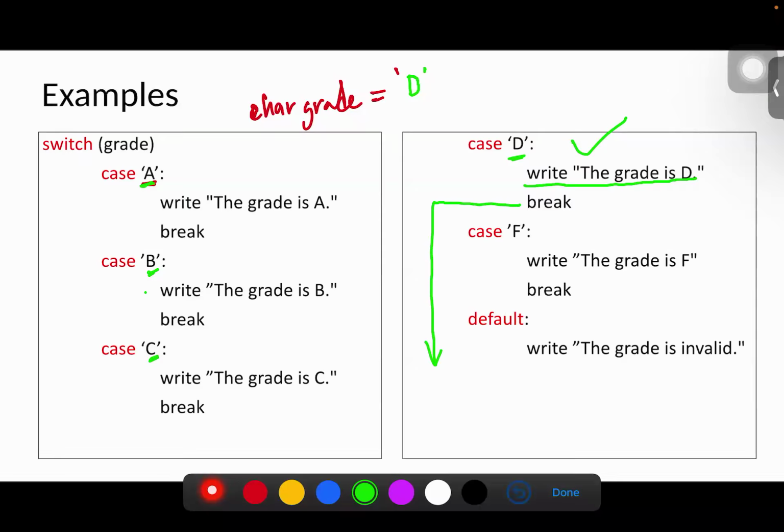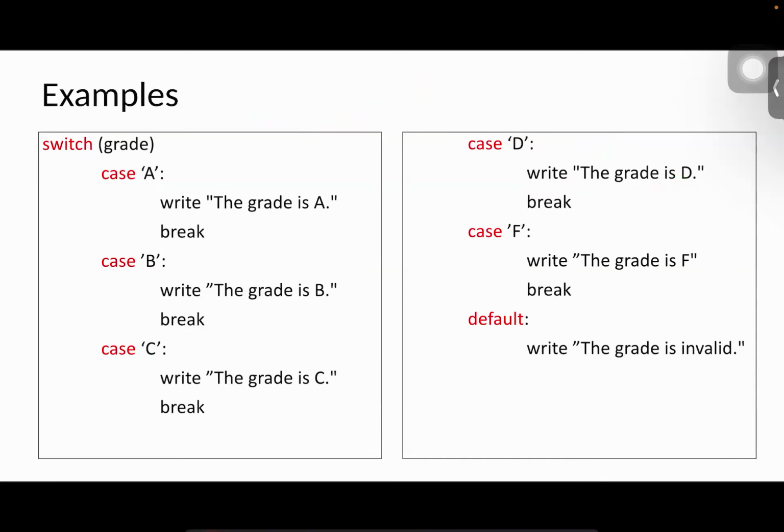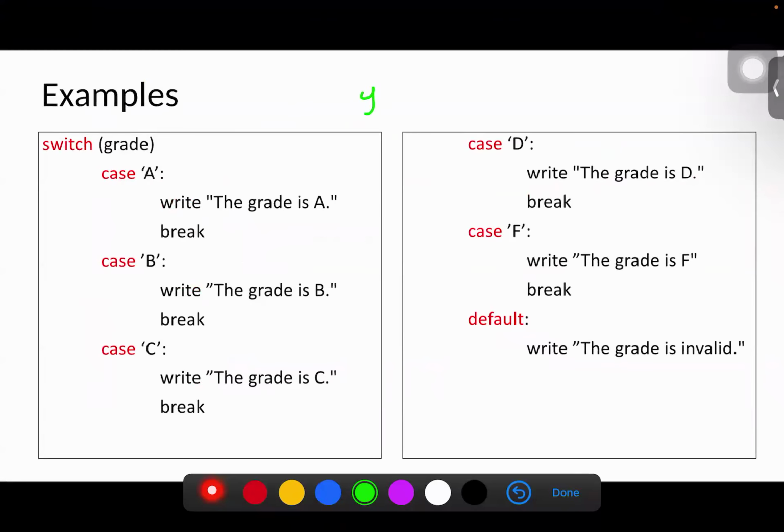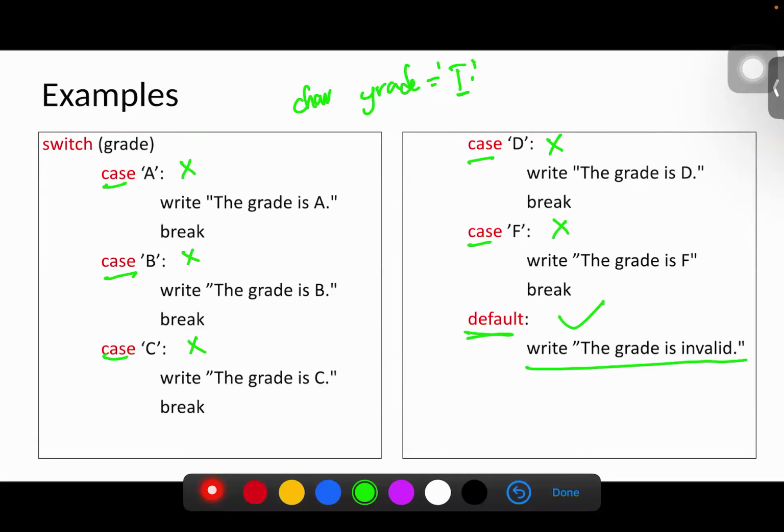Okay. So last example, last demonstration. Let's say grade is equal to T. Okay. And we know that T is not equal to A. It's not equal to B. It's not equal to C. It's not equal to D. And it's not equal to F. So because it's not equal to any of the case options, we will check if there's a default and run the default. So we'll see the grade is invalid.